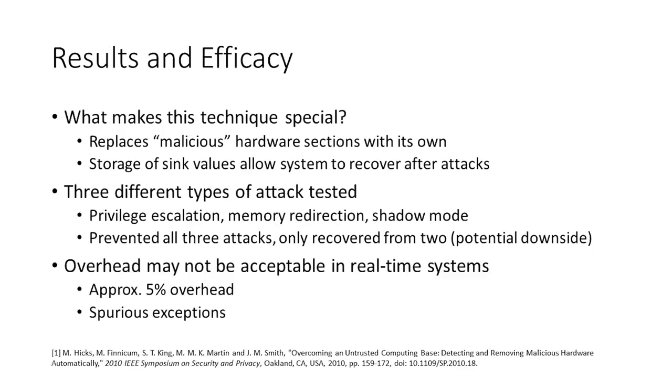So now that we know how Blue Chip works and how it can protect against attack, what makes this technique special? Well, the primary advantage of Blue Chip is that it replaces malicious hardware sections with its own within the HDL code. Doing this in conjunction with the execution of software in parallel allows Blue Chip to permit the system to recover from a hardware attack and resume normal operation. In the paper, 3 attack types such as privilege escalation, memory redirection, and shadow mode are tested against Blue Chip. Blue Chip successfully prevented all 3 attacks, but was only able to recover from 2, which may be a potential downside for some system designers.